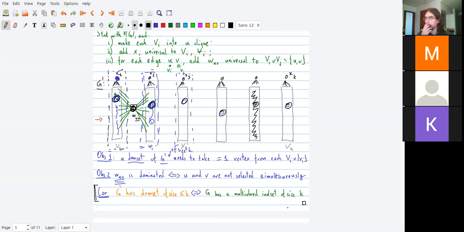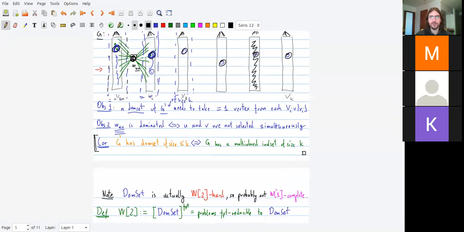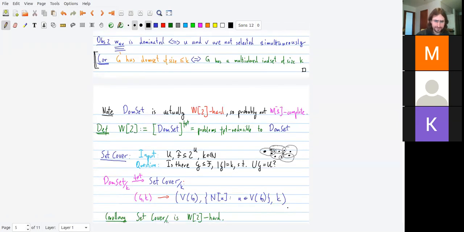Is this clear? Are there any questions now? Maybe some plus ones if you are happy with the reduction. Good, I see plus one, so let's continue.